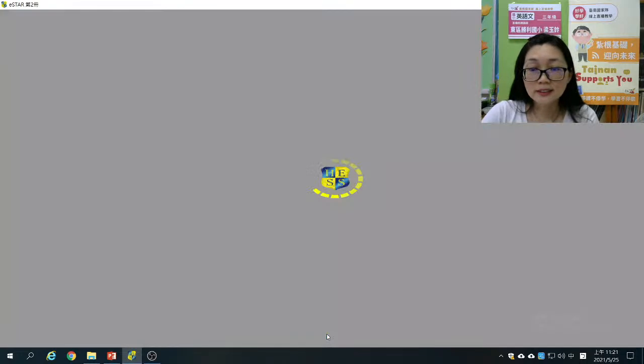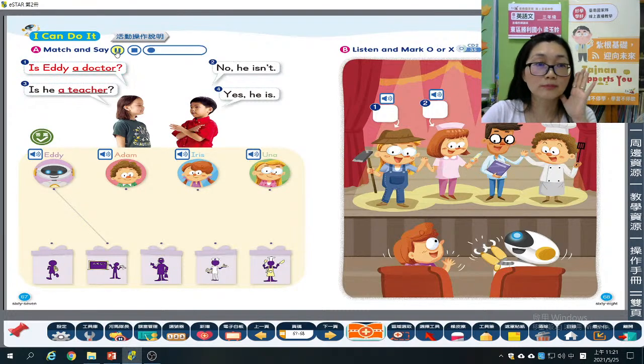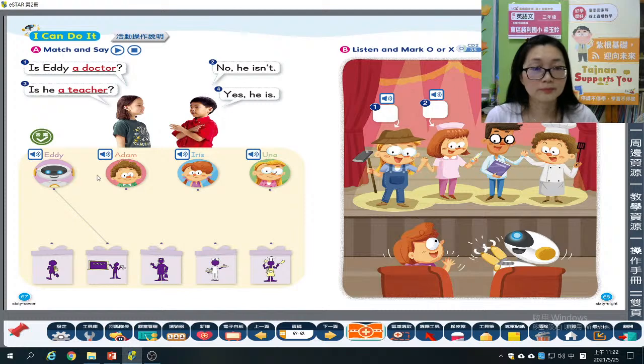And then, let's turn to page 67. All right, 67. Let's listen first. Is Eddie a doctor? No, he isn't. Is he a teacher? Yes, he is. Alright, so now you can see there are four people here. He is Eddie, and he is Adam, and she is Iris, and she is Una. So now let's listen, and then match the picture. Is Eddie a doctor? No, he isn't. Is he a teacher? Yes, he is. Yes, he is a teacher, right? So that's why you match. Draw a line to teacher.